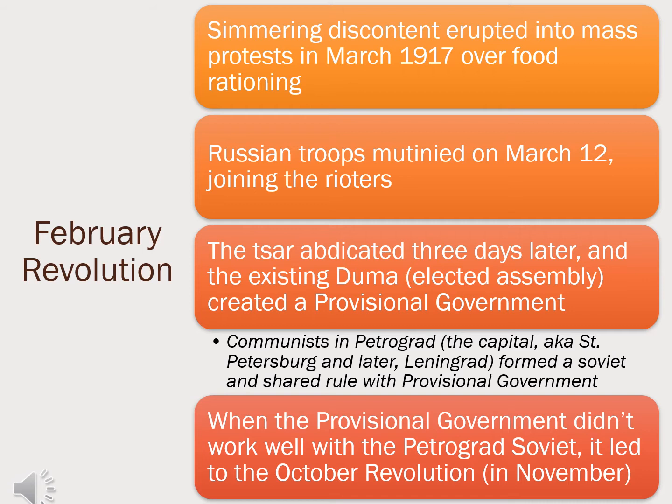And so he abdicates 3 days later, and the existing Duma, which is the name for their elected assembly there, which, by the way, was made up of just a few wealthy people and a bunch of boyar nobles, they create what's called the provisional government. Basically, the idea was it was supposed to be sort of a temporary thing. That's why provisional. And then it would be replaced by something more formal and permanent.